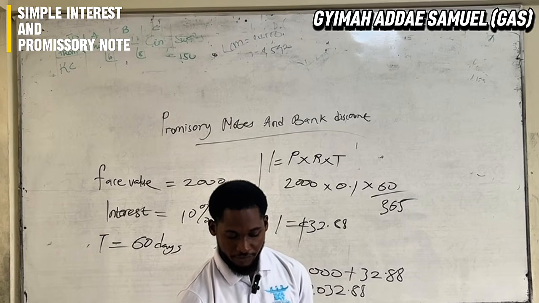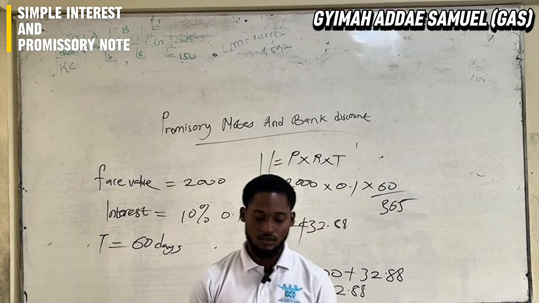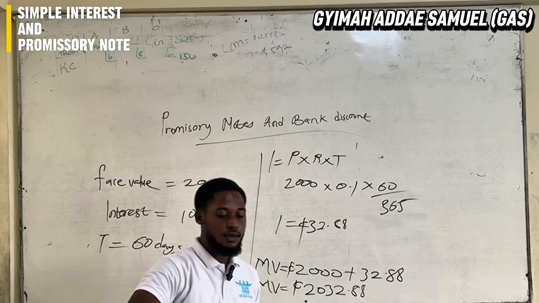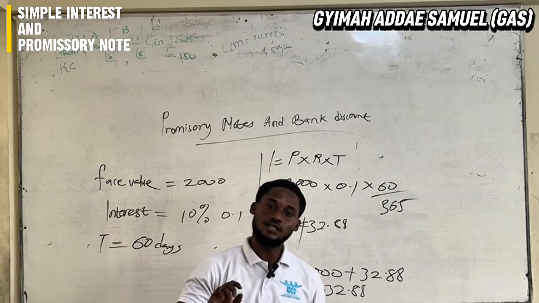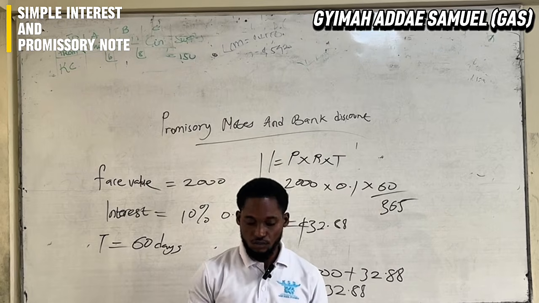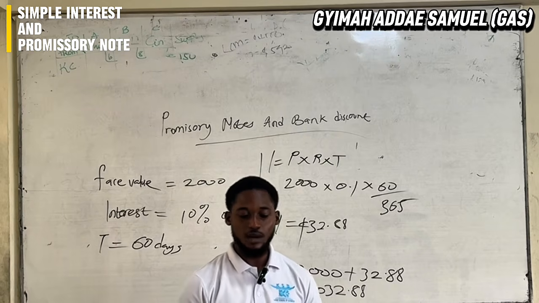So we move on to discounting a promissory note. What we just did is computing the maturity value of an undiscounted note. That was what we just did. And what we are about to do is discount a promissory note.